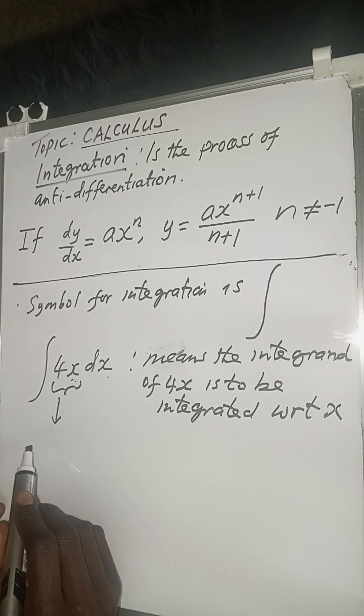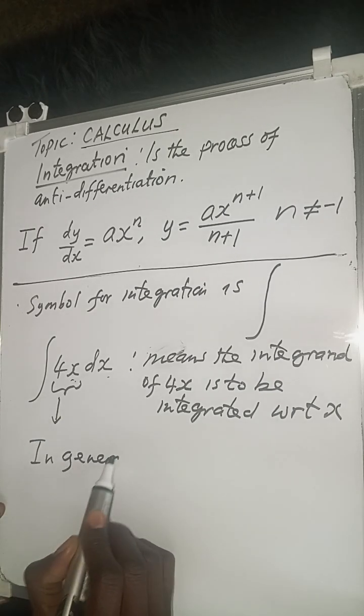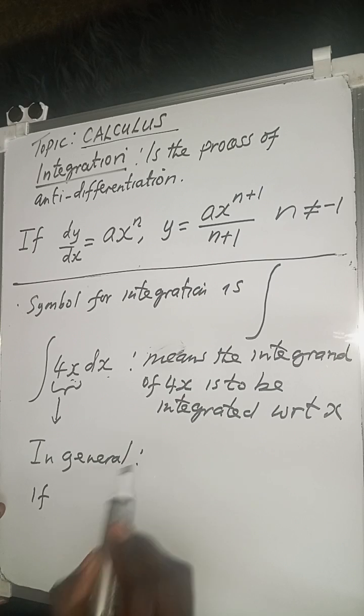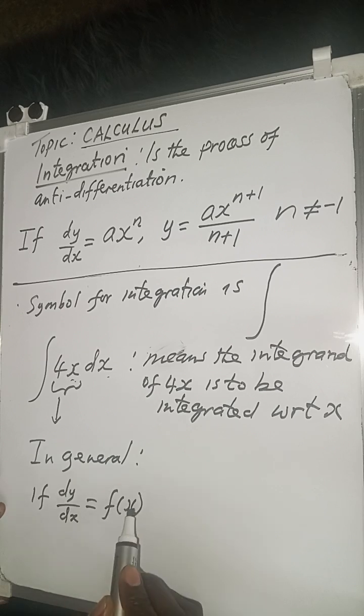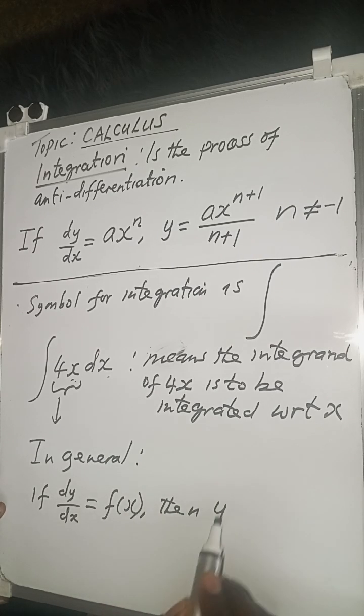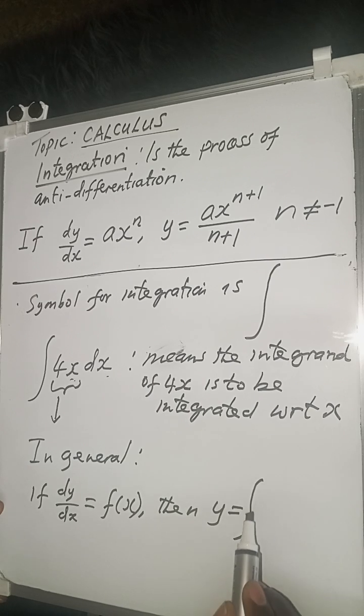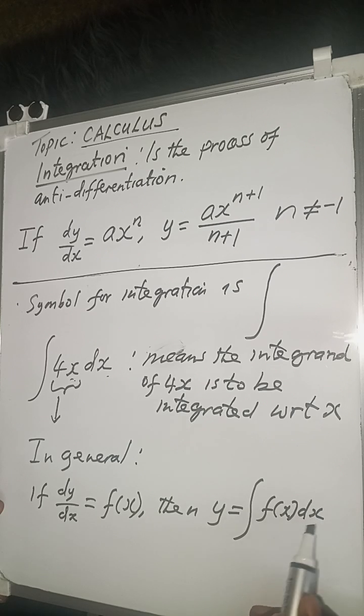So in general, if your dy over dx is represented by the function f of x, then for you to get back to y, you need to find the integral of f of x with respect to x, so that's why dx, but you need to put up that arbitrary constant. The moment you put up your arbitrary constant, the answer that you get is what we call the indefinite integral. So that is what you need to remember.